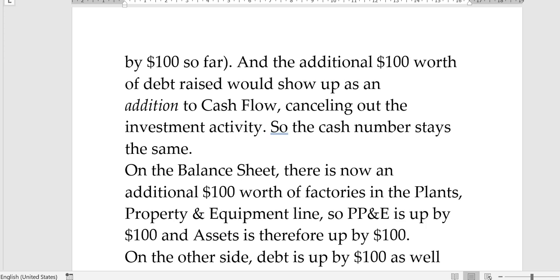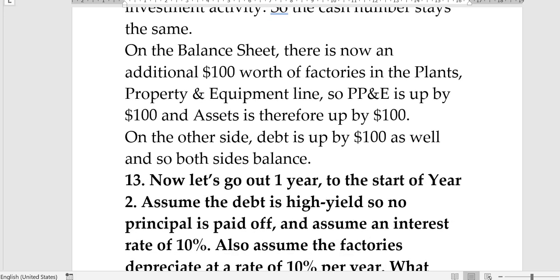On the balance sheet, there is now an additional 100 worth of factories in property, plant and equipment, so PP&E goes up by 100 rupees and total assets are therefore up by 100 rupees. On the other side, debt is up by 100 as well, so both sides balance and are equal.